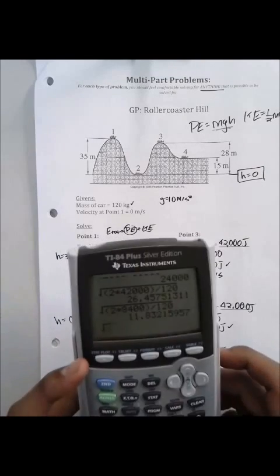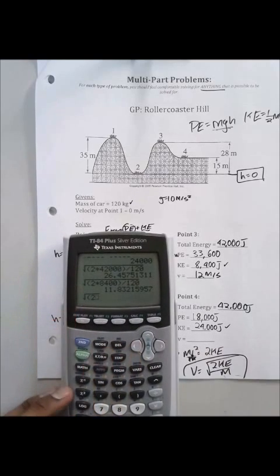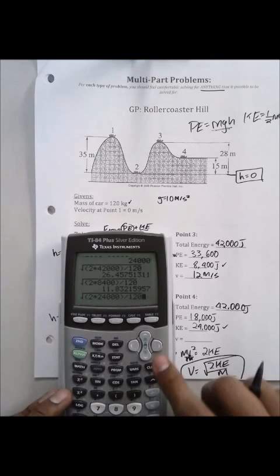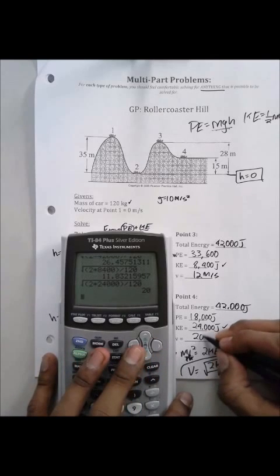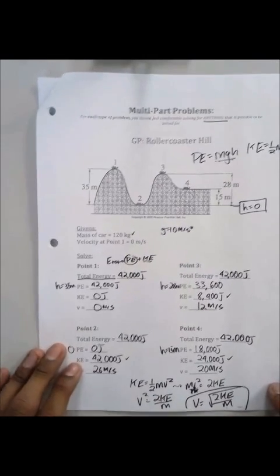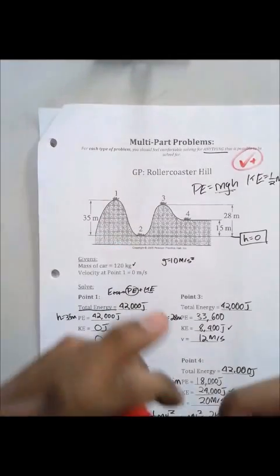Then 2 times the kinetic energy, divided by 120. Boom. That's problem number 1, roller coaster hill. Alright. Let's give it a check plus, and let's move on.